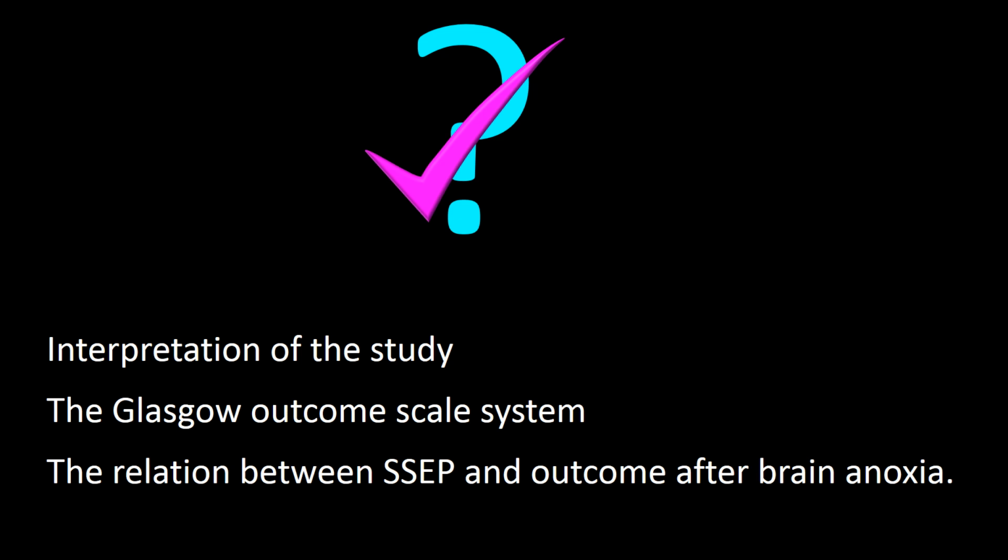The answering of this question requires 3 steps. The first step is interpretation of the study. The second step is knowledge of the Glasgow Outcome Scale system. And the third step is establishing a relation between somatosensory evoked potentials and outcome after brain anoxia. We will first consider interpretation of the study.